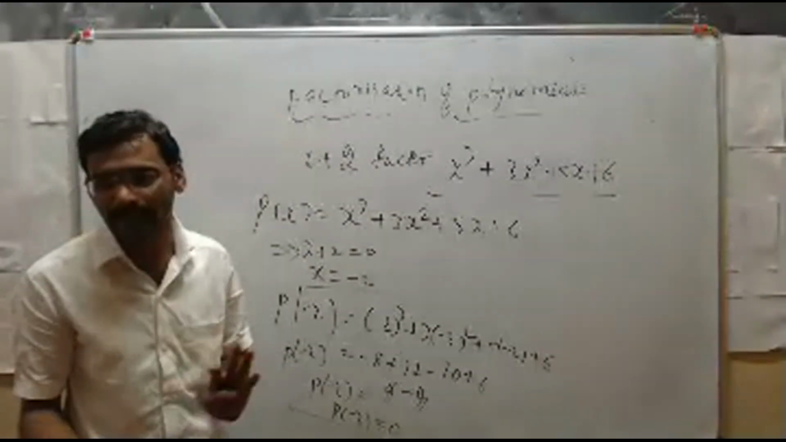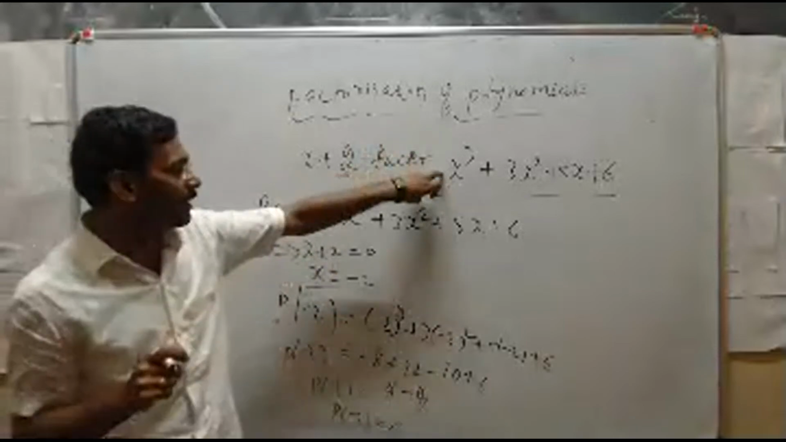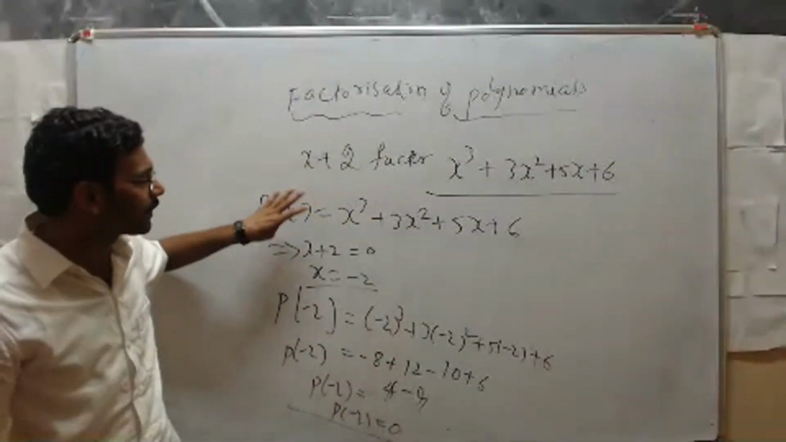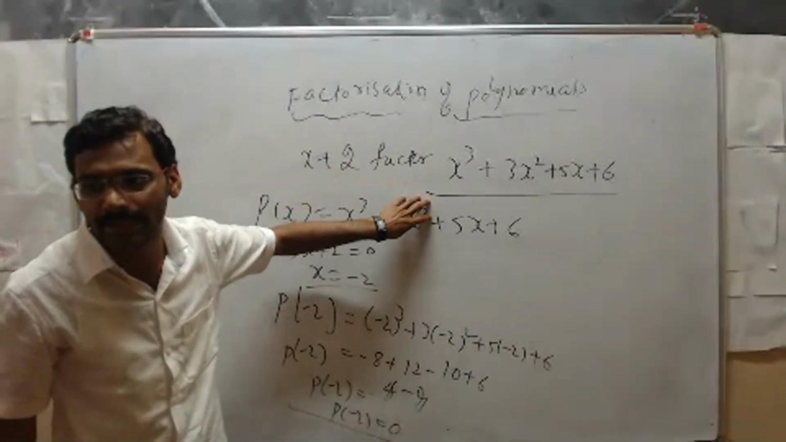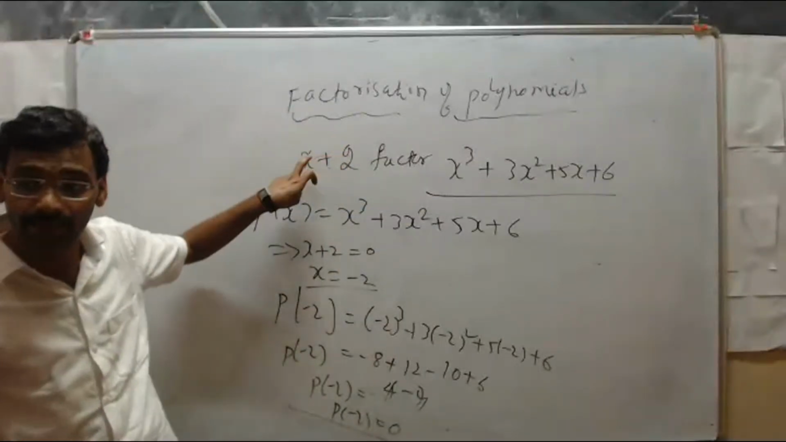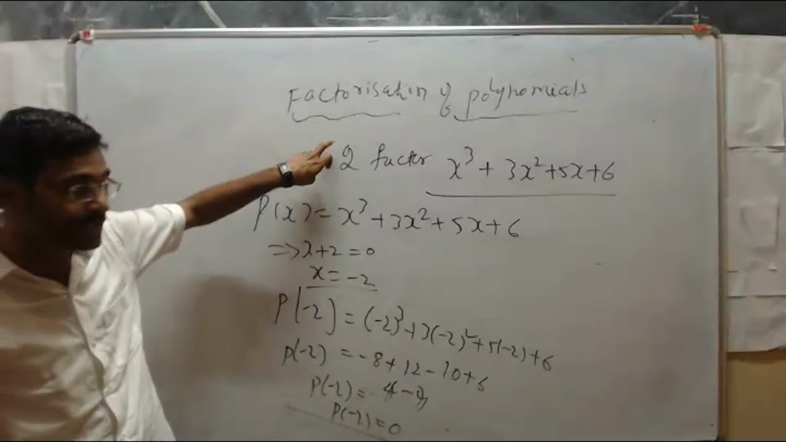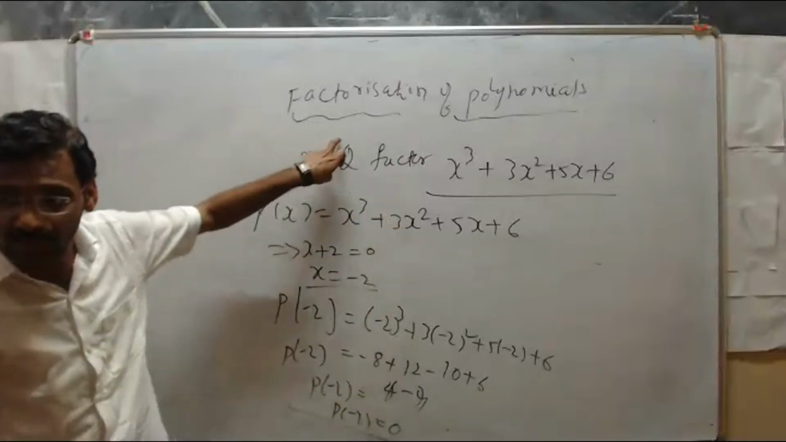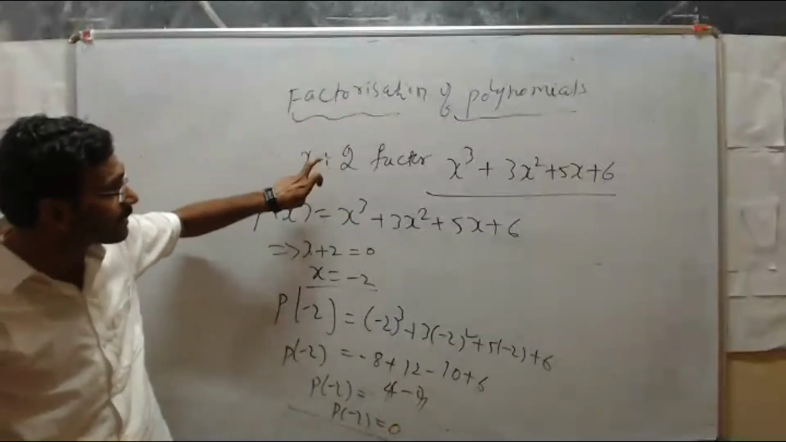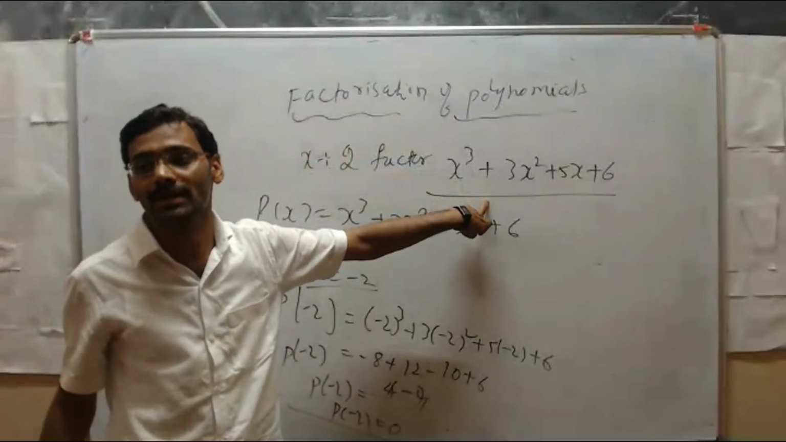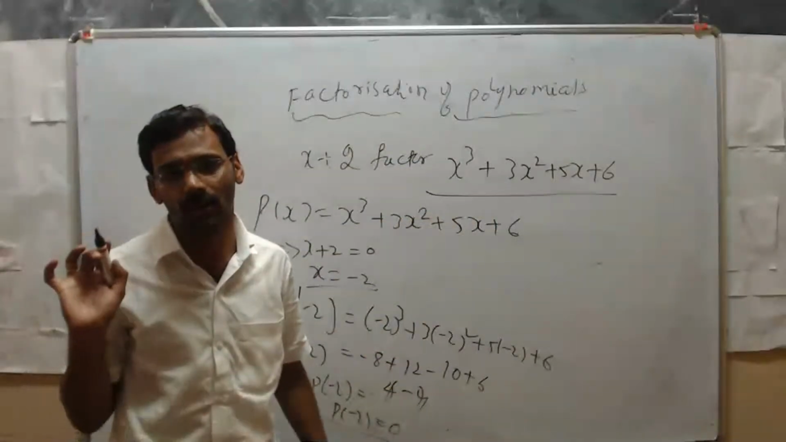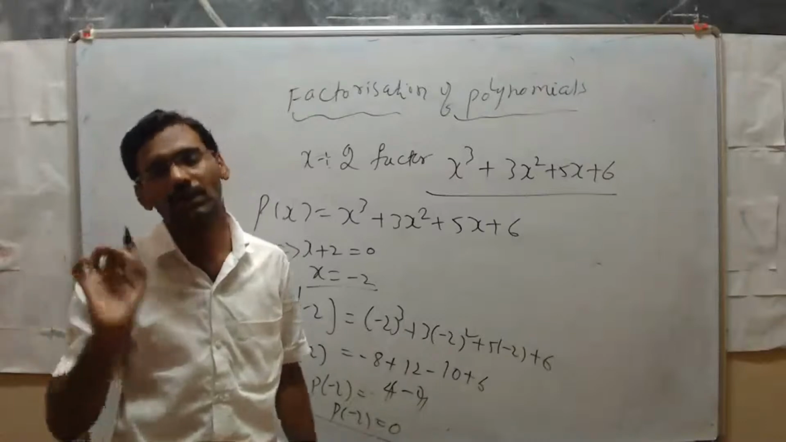Is a factor of this polynomial means x minus 2 is equal to how much? 0. According to the factor theorem, p of x is a polynomial, its degree is greater than or equal to 1. Then if x minus a is a factor, x plus 2 is a factor of this polynomial means x minus 2 is equal to 0. It is possible only if this one is a factor of this one. If it is not a factor, its value is not equal to 0.